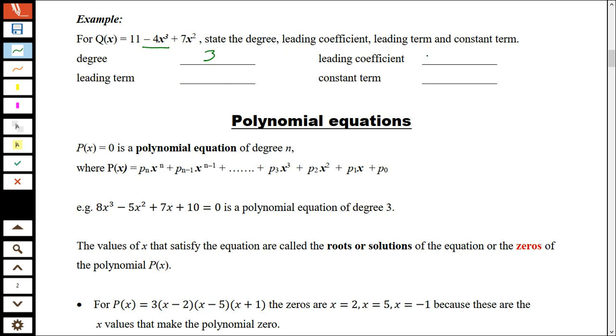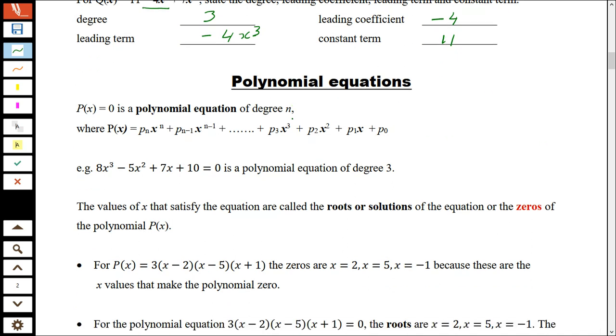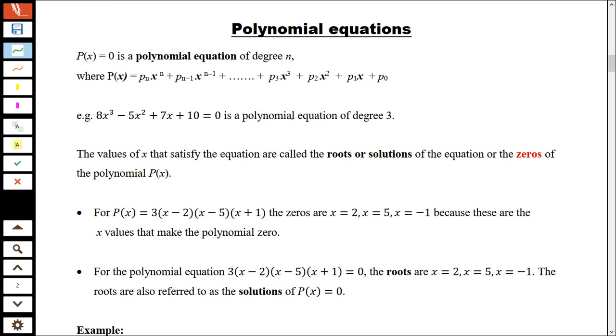The leading coefficient is the number next to the pronumeral which has the highest power, so it's -4. The leading term is -4x cubed. And the constant term in this case is the term without the pronumeral, which is 11. Okay, it's pretty straightforward. Now let's have a look at polynomial equations.